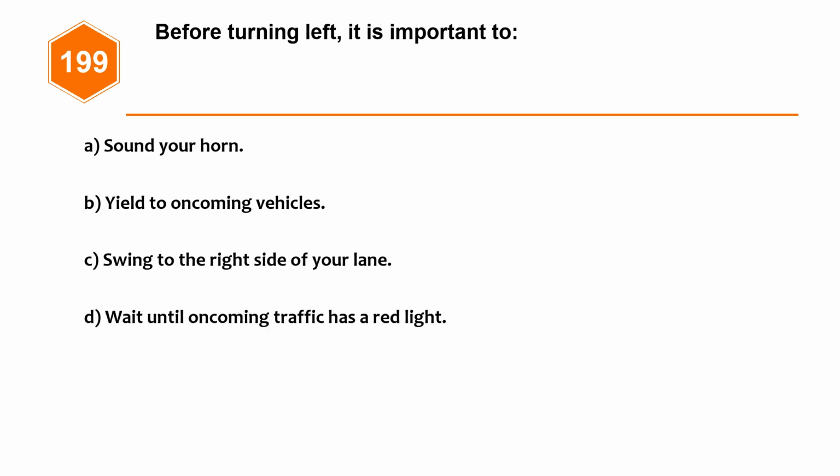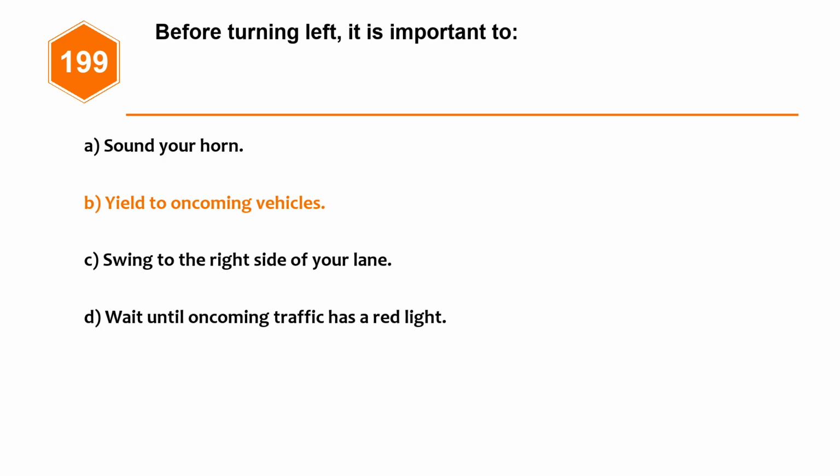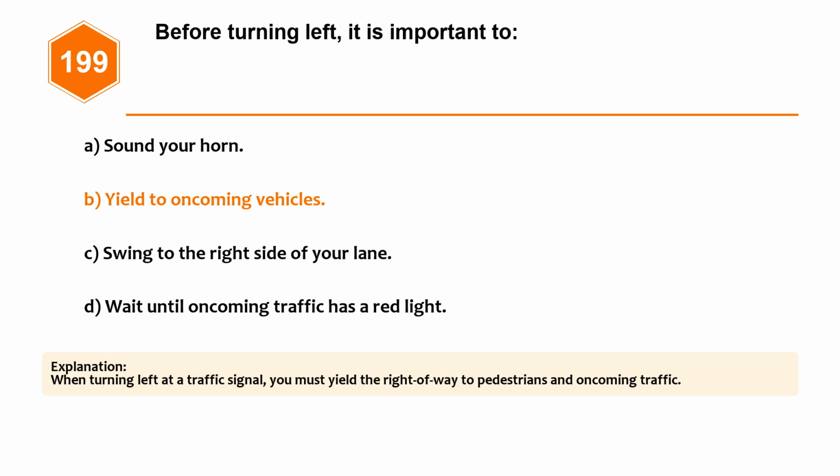Question 199. Before turning left, it is important to Option A. Sound your horn. Option B. Yield to oncoming vehicles. Option C. Swing to the right side of your lane. Option D. Wait until oncoming traffic has a red light. The correct answer is option B. Yield to oncoming vehicles. Explanation. When turning left at a traffic signal, you must yield the right-of-way to pedestrians in oncoming traffic.